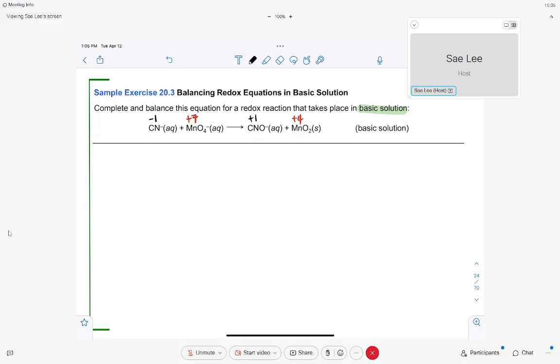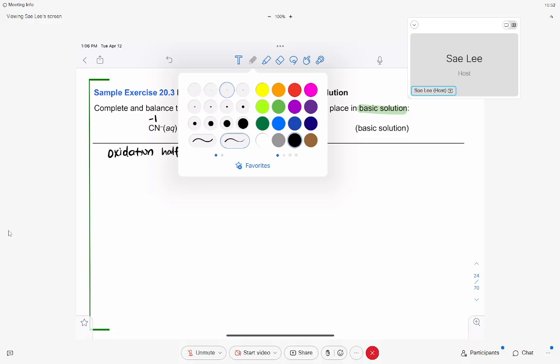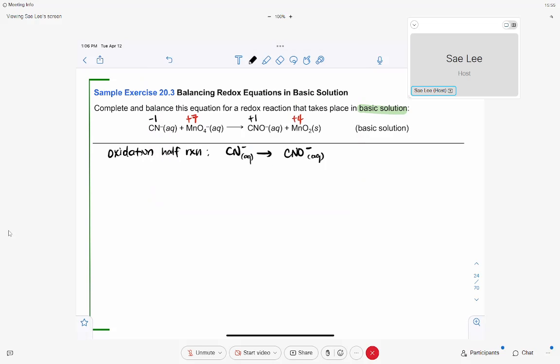I'm going to write that down. The oxidation half reaction is this portion, aqueous. Then the reduction half reaction is MnO4 minus being reduced to MnO2.